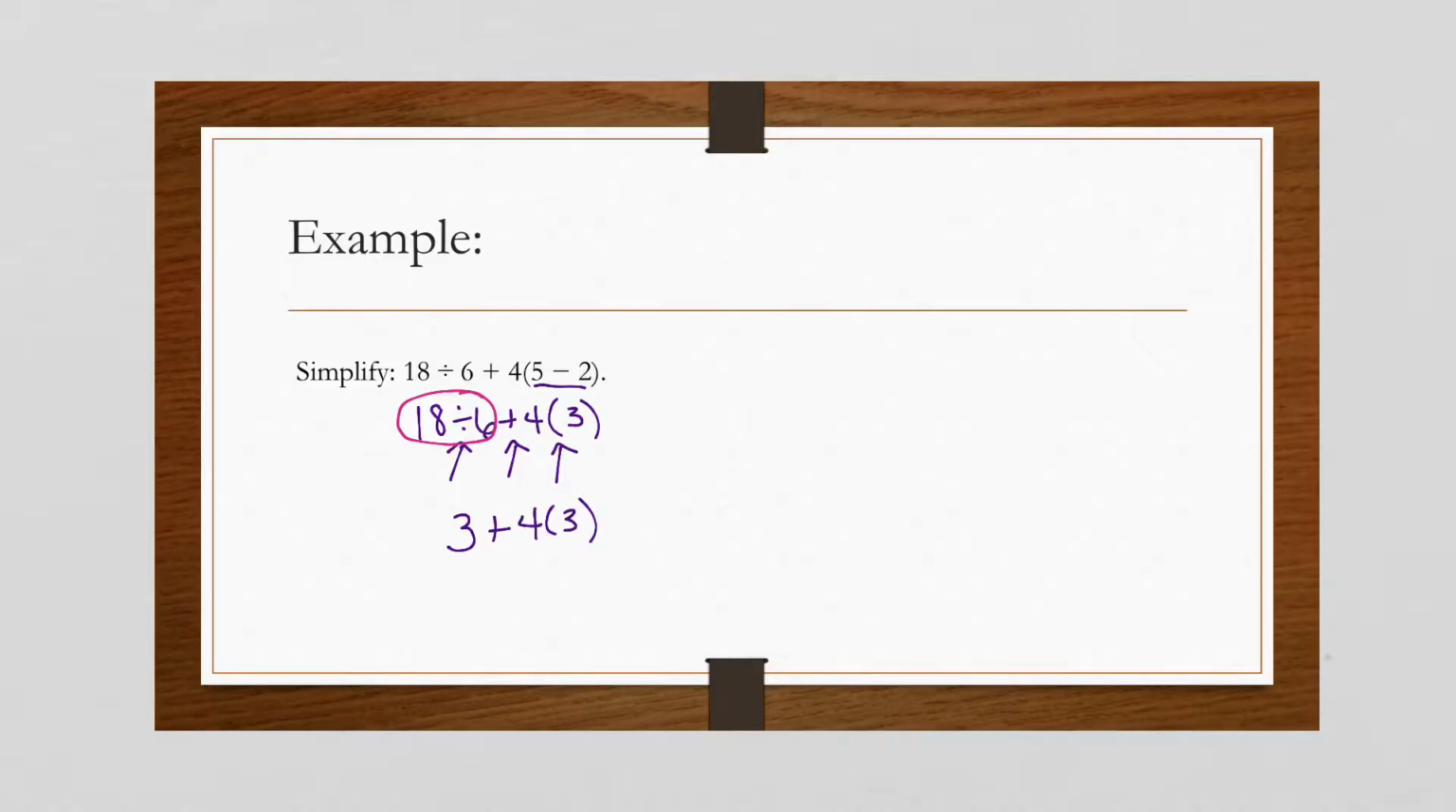And next, I want to do multiplication before I do addition. So I have to do this next. So that winds up giving me 3 plus 12, and you get an answer of 15. All right, so try this next problem.